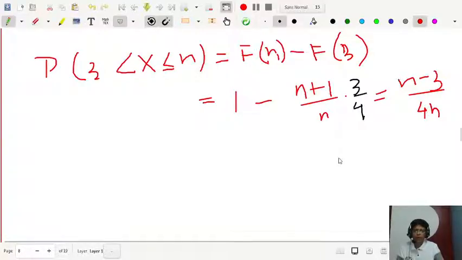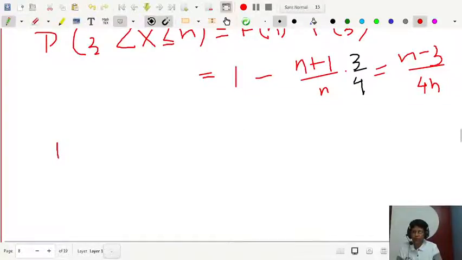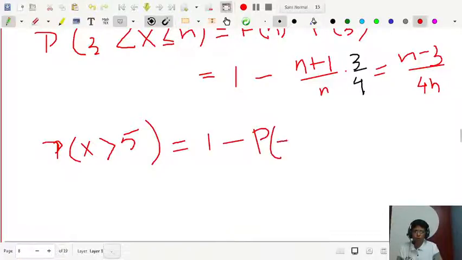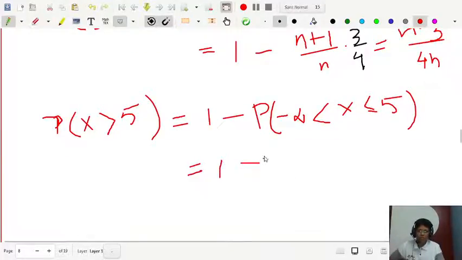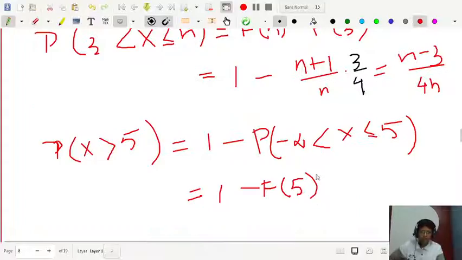And another probability you have to calculate: the probability of x greater than 5. That can be calculated as 1 minus the probability of minus infinity less than x less than or equal to 5. Calculating the probability of x greater than 5 directly will take a lot of steps, but we can calculate it using the complementary part. So 1 minus the probability of minus infinity less than x less than or equal to 5 gives you 1 minus F(5), the distribution function at 5. And F(5) is from the definition of the distribution function.